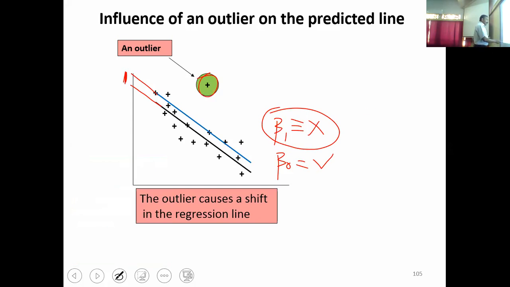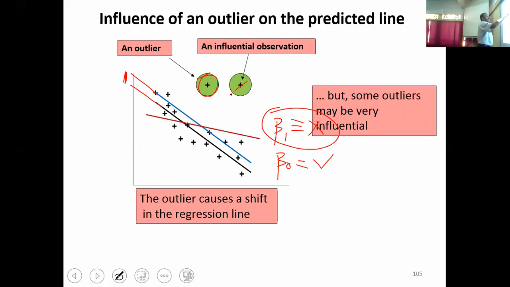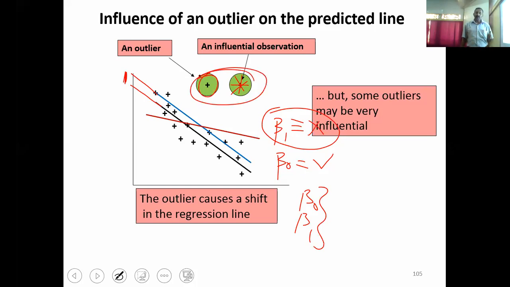Look at the second outlier. Some outliers are very serious. Because of this outlier, what has happened? Both change, beta naught and beta 1. Both have changed in this particular example. So you have to be careful about this outlier.